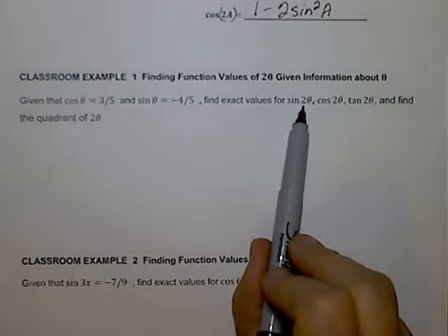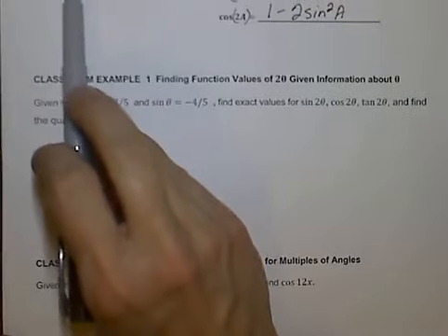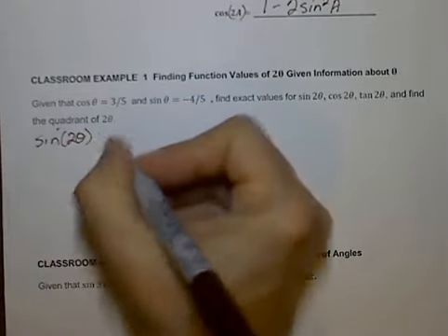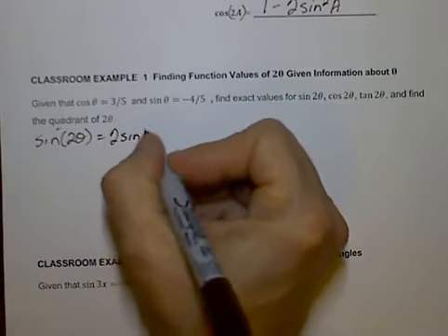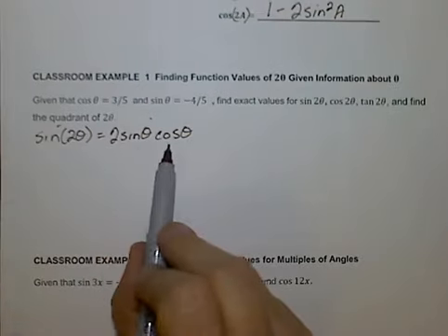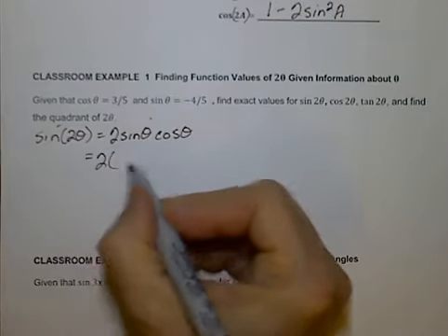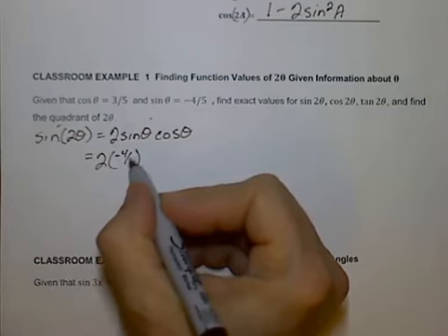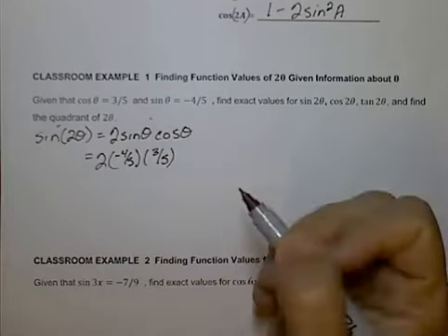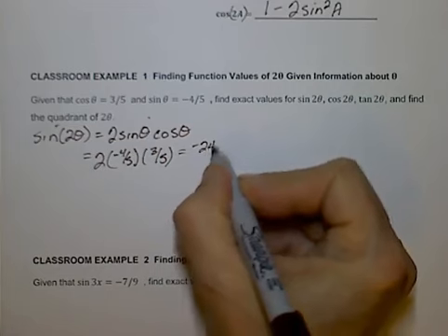So let's start with sine of 2 theta. We're just going to go back to our identity up here. So instead of an a, we're going to have a theta. Sine of 2 theta would be the same as 2 sine theta cosine theta. Now since we have both of these values, we're just going to plug those in. In place of sine theta, we're going to put negative 4/5. In place of cosine theta, we're putting in 3/5. And if we multiply all of this out, we're going to get negative 24 over 25.